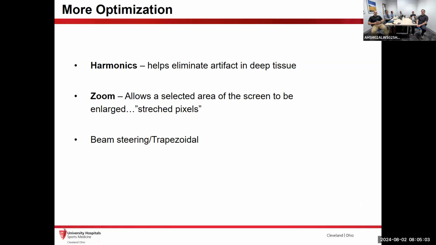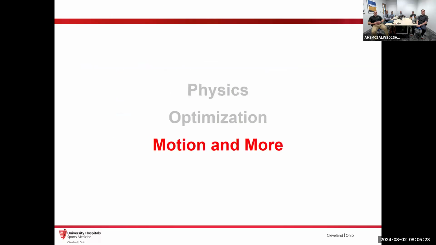Beam steering and trapezoidal can help you localize your needle a little bit better. But if you heel toe well, it's better. It's going to be a clearer picture of your needle. So the beam steering, to me, just makes people a little bit lazy, but it certainly can help if you need it. Motion and more.